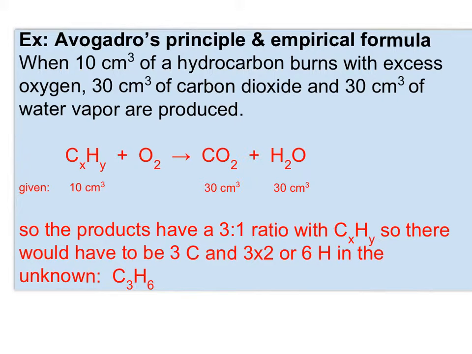I've got O2 as my other reactant, and I've got an excess of that, so I don't have to worry about that coefficient. And then I know I'm going to produce 30 centimeters cubed of CO2 and 30 centimeters cubed of H2O. So what I see is that both of the products have a 3-to-1 ratio with the hydrocarbon. So that means there'd have to be 3 carbons and then 3 times 2, or 6, hydrogens in the unknown. So my unknown must be C3H6.